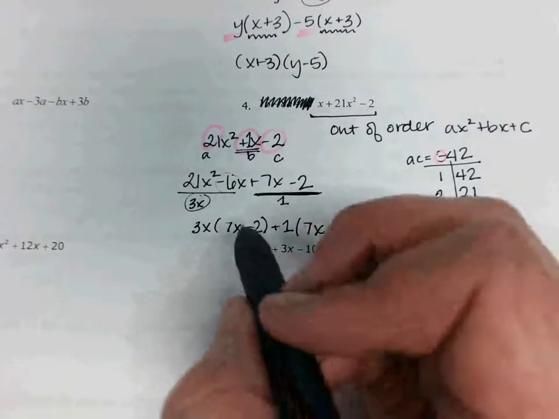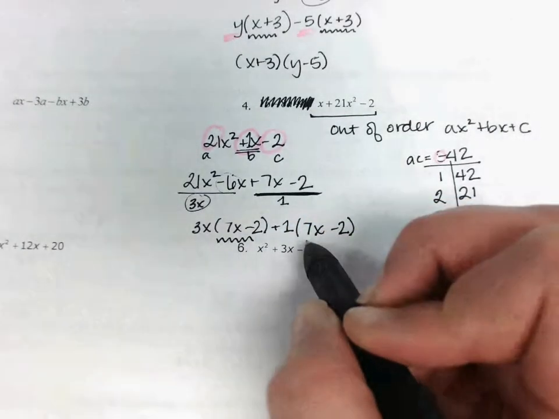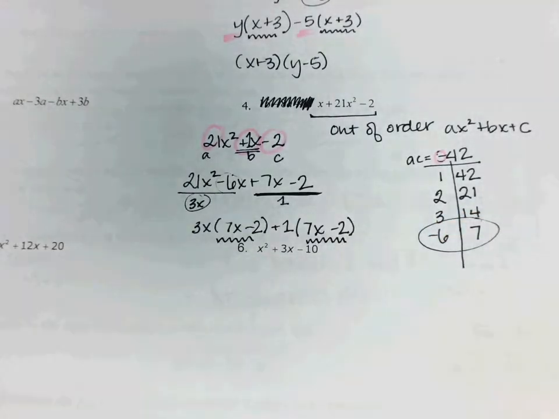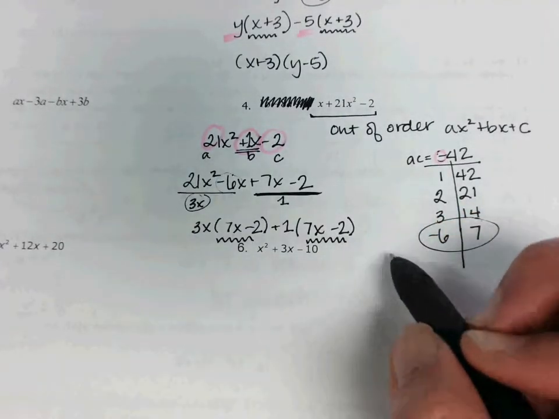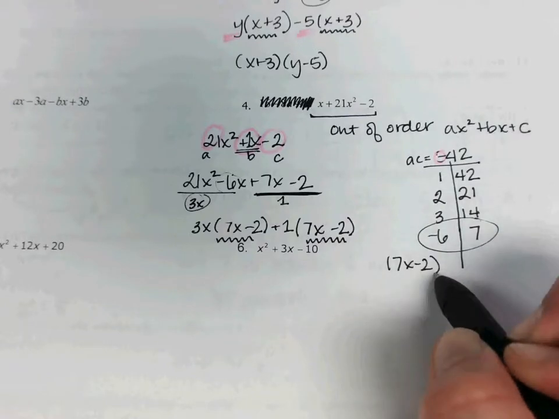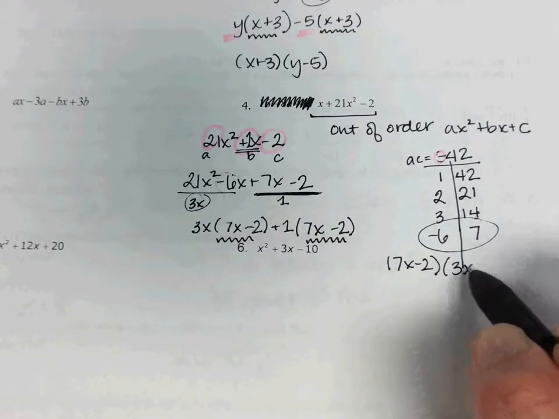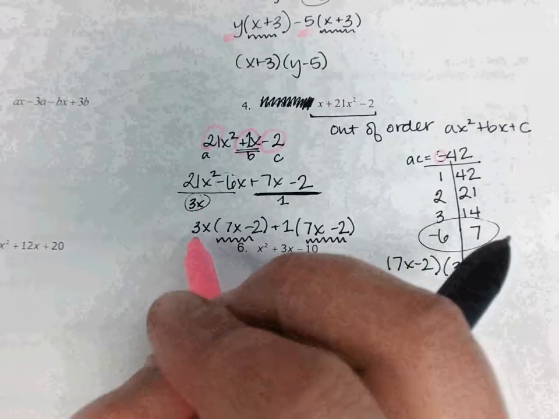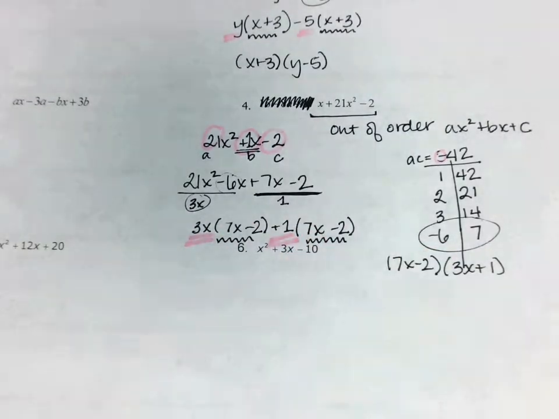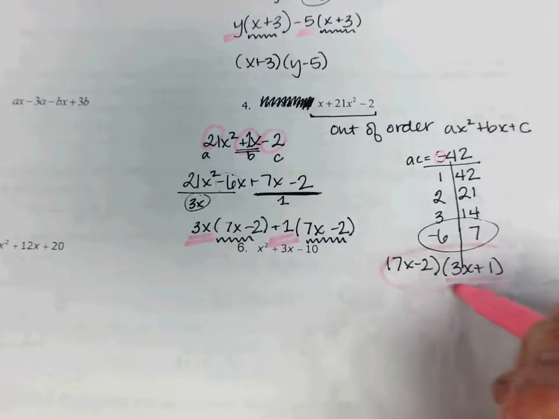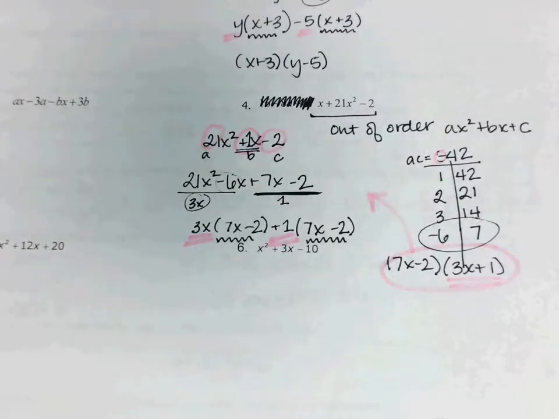And then from there, I notice that these match just like they're supposed to every single time. So that's my first factor, 7x minus 2, and my second factor is 3x plus 1. Notice your 3x plus 1 is coming from those terms out front. They go into the second factor. So that would be your answer for number 4. Okay?